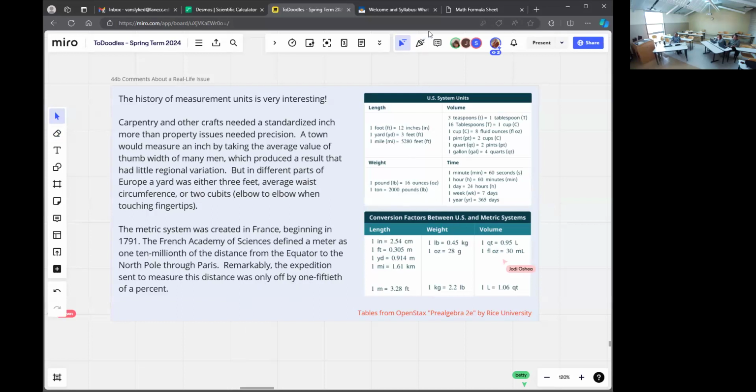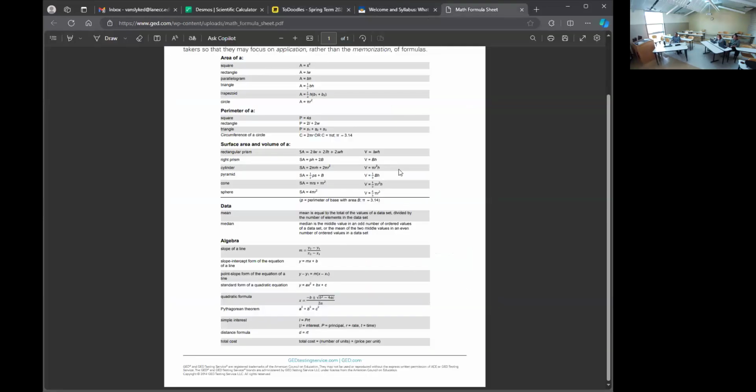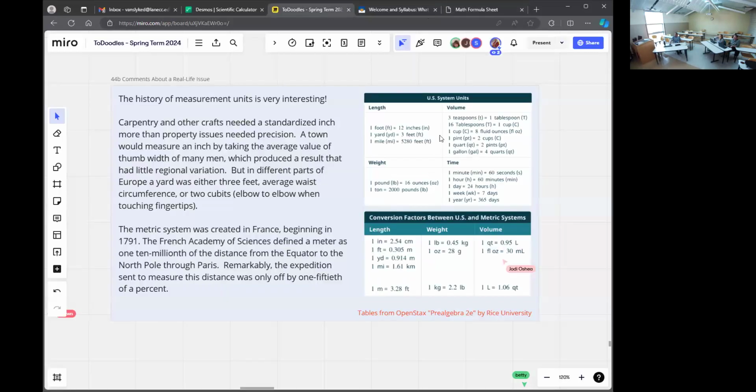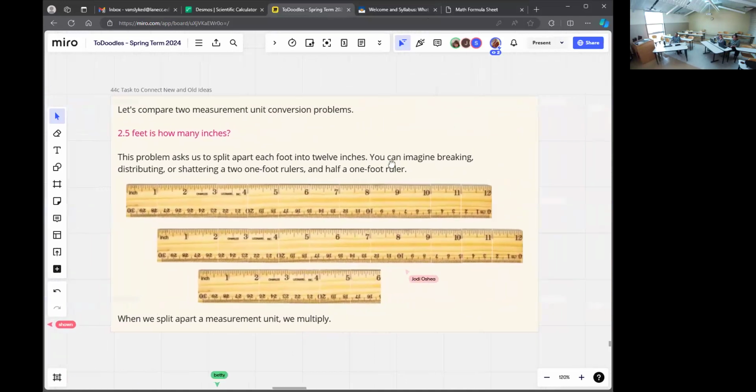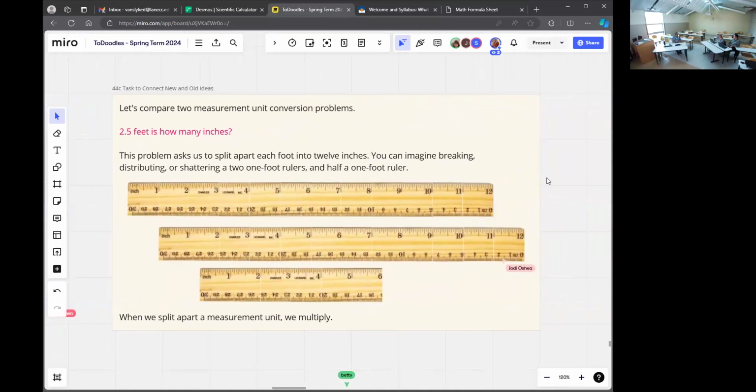And you will see, both in the formula sheets and in other things, these conversion factors to help remind you: 12 inches in a foot, 3 feet in a yard, and so on. So the kinds of things you do are convert one measurement unit to another measurement unit. So a problem might be, 2.5 feet is how many inches?